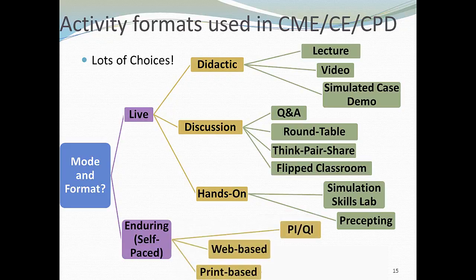Now, I do want to point out, enduring, those have differentiated themselves. Performance improvement, quality improvement activities, web-based activities. The print-based tests still exist. They're less popular because they take a lot of labor to score those tests and transmit the tests through fax or the mail.